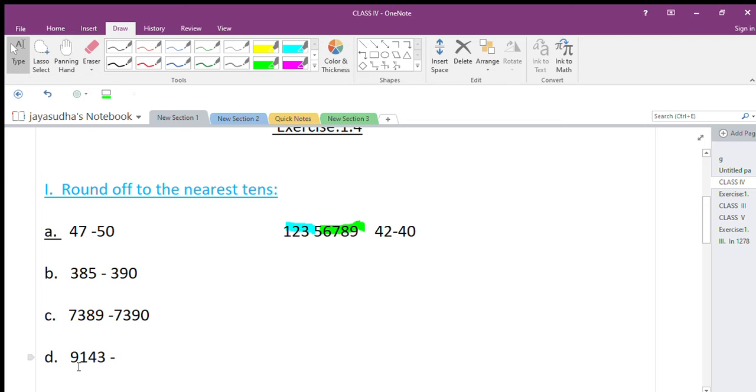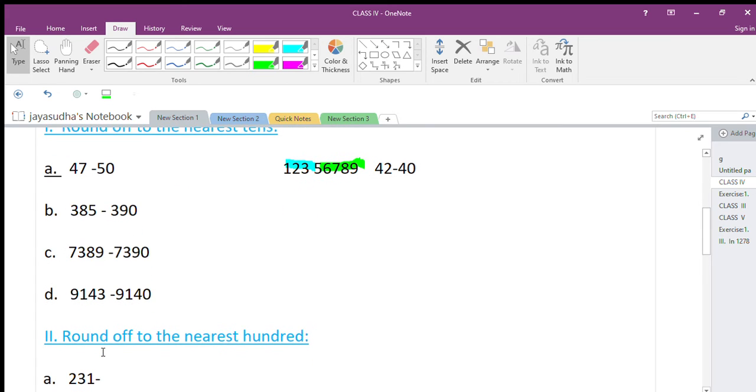You don't touch the thousands place and hundreds place. You round off only in the tens place. Look at the ones place, it is 3, below 5. So below 5 means what? The number in the tens place you write as it is, and the ones place is 0. Are you okay children? Now move on to the next one.